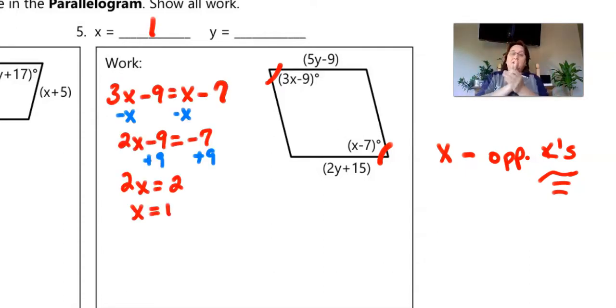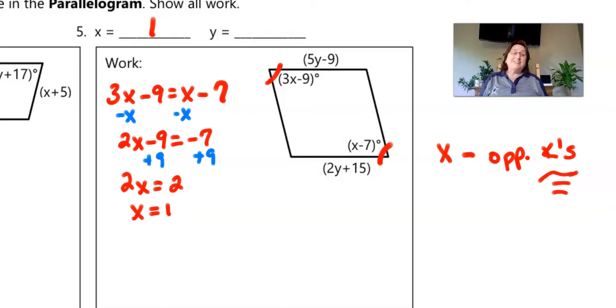All right, how'd you do? Did you remember that if parts are congruent, you set them equal to each other? Look at my work, compare it to your work, and make sure you're on track. If not, circle it. If you need to, ask your teacher questions.